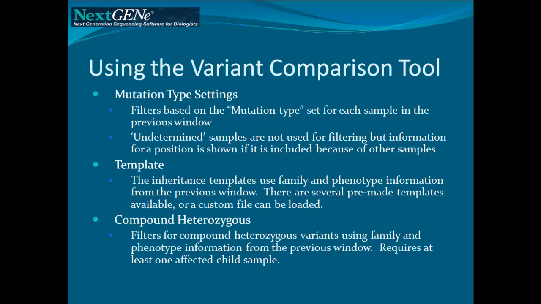Compound heterozygous filtering looks for at least 2 heterozygous mutations present in the same gene. It uses the family and phenotype information to check that one mutation came from each parent, if the parent samples were provided, and that unaffected samples do not have both mutations. This filtering is updated after other filters. This means that if score filtering or dbNSFP filtering removes one of 2 mutations found in the gene, the other mutation will also be hidden.